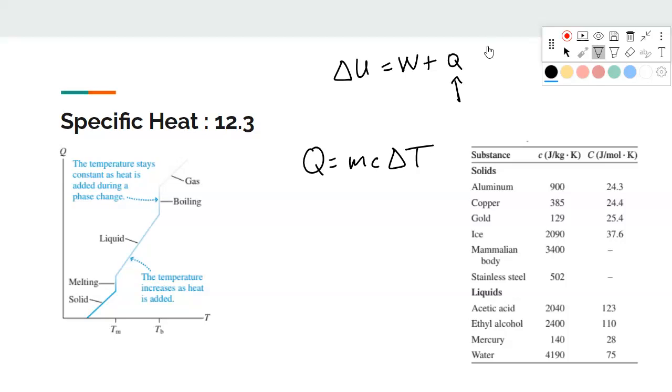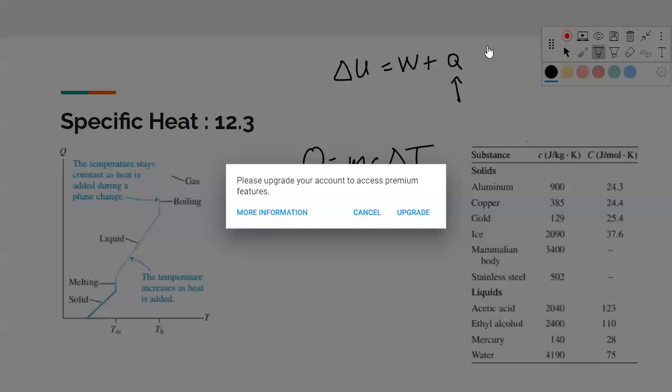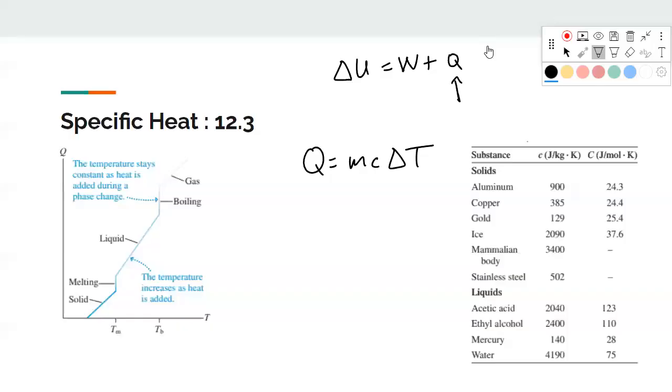Okay, so what does this tell us? Well, it tells us, apparently it thinks I'm not logged in. Okay, well, I only have black today.